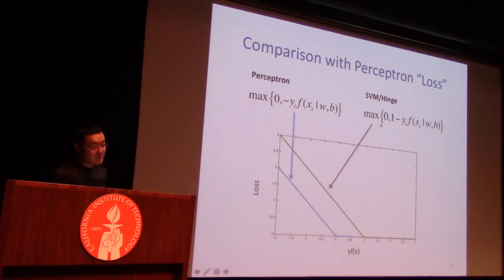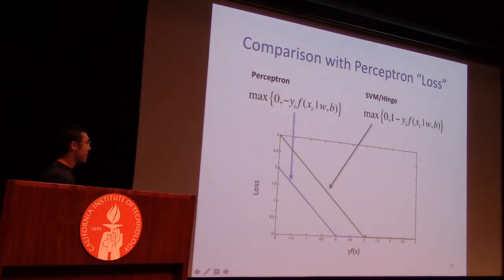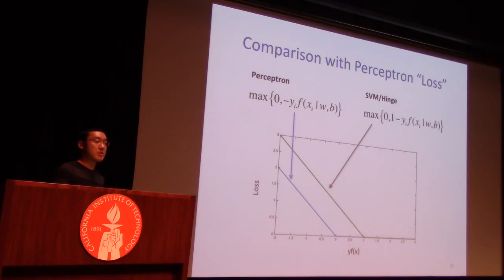So the SVM or hinge loss has a very close connection to the implicit loss function that the perceptron is optimizing. The main difference is that for the SVM, the loss starts increasing if you're not classifying the examples correctly to within some margin, right? So in fact, the SVM loss will give you a more stable model than the perceptron.